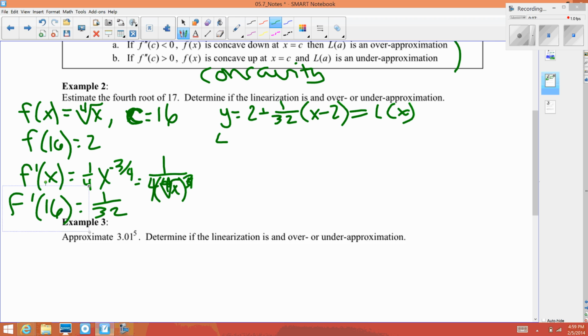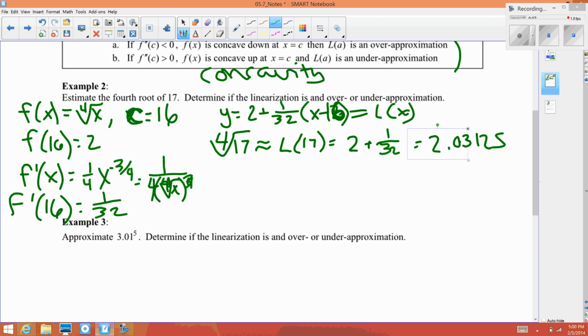Now we'll use it to approximate the fourth root of 17. All right. So we have 2 plus 1 over 32. Oh, wait, that should be 16. I don't know why I wrote a 2 there. Thanks for correcting me, guys. All right, 1 over 32 there, because 17 minus 16 is just 1, which is equal to 2.03125.